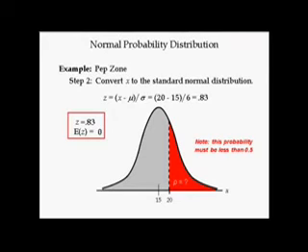Because the z value is 0.83 and its mean is 0, the probability that x is greater than 20 is equal to the probability that z is greater than 0.83. Because the standard normal table gives us lower tail probabilities, we need the probability that z is less than 0.83, which is represented by the gray area.